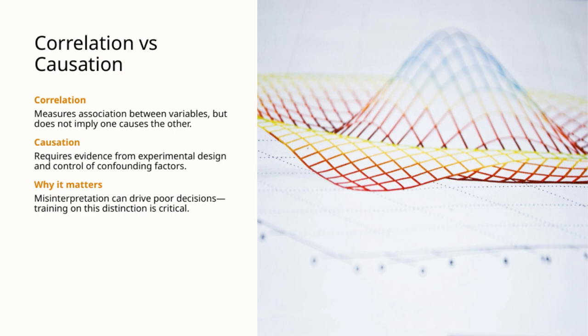Now, why does this distinction really matter? Well, misinterpreting correlation as causation can lead to poor decisions. If we assume one variable causes another without proper evidence, we might implement ineffective or even harmful solutions. That's why training on understanding this difference is so critical. It helps us make better, more informed choices. In the broader context of our presentation, understanding correlation versus causation is essential. It sharpens our analytical thinking and helps us avoid common pitfalls when interpreting data.